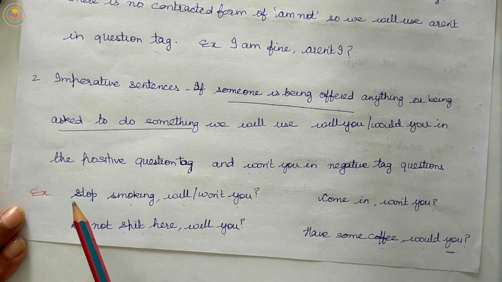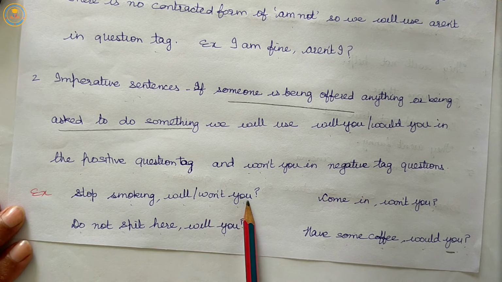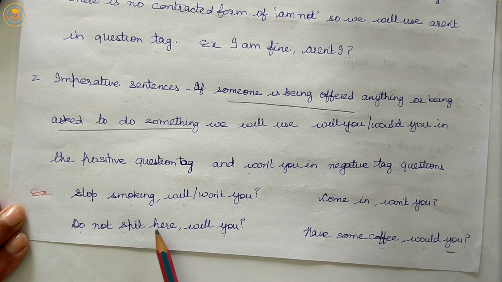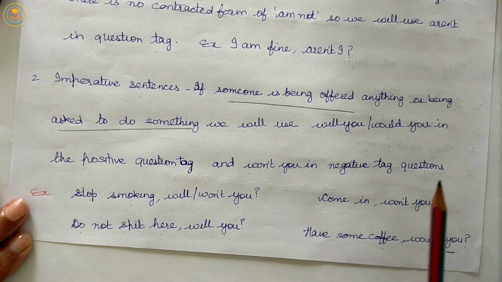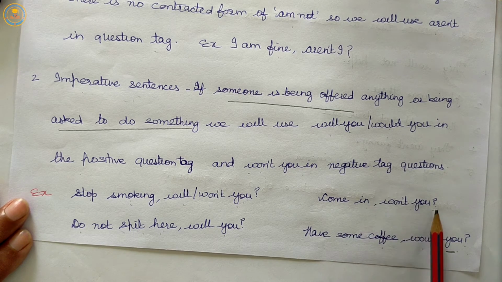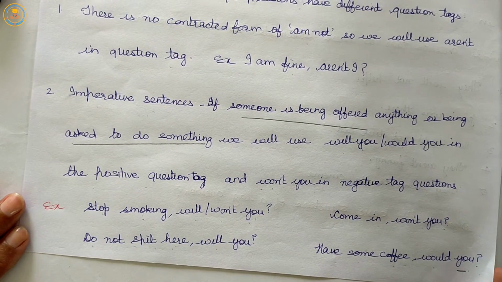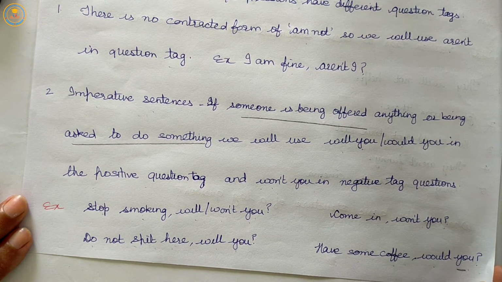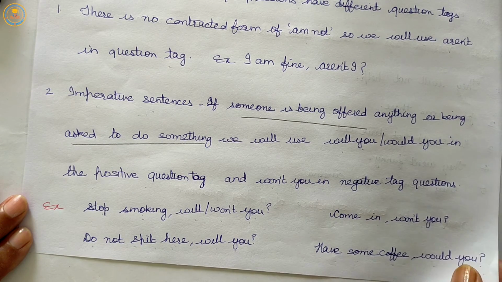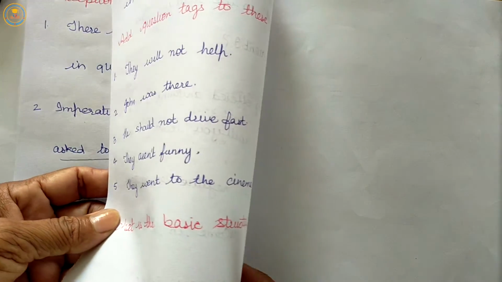Let us see the example. Stop smoking. Will you or won't you? Do not spit here. Will you? Come in. Won't you? Have some coffee. Would you? So here we will use will you or won't you in positive or negative sentences respectively in framing imperative sentences.